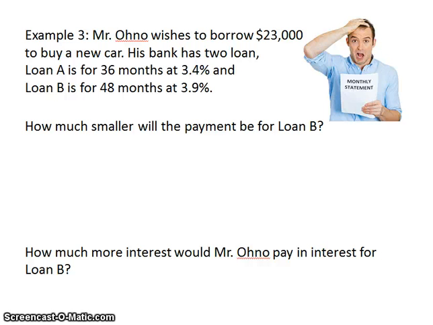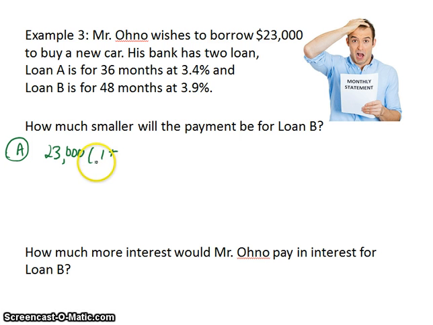Right, so we need to calculate the payments for each of these. So let's start with loan A. If we need to know how much bigger B is, we need to know how much A is to start with. Using our formula, the original amount is $23,000. 1 plus our interest rate.